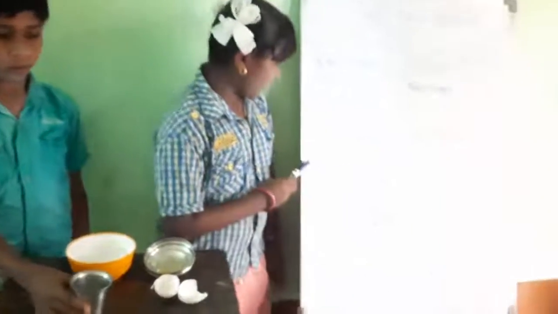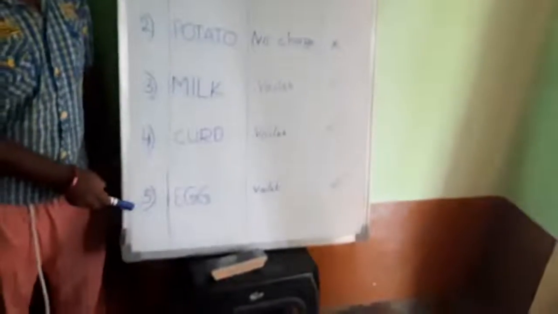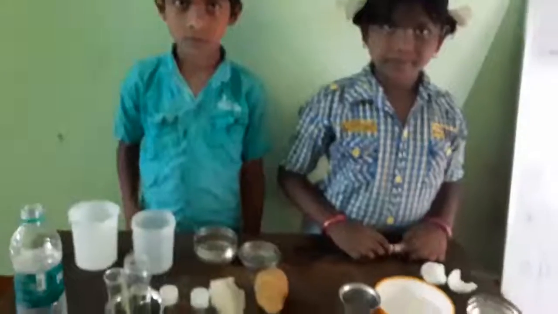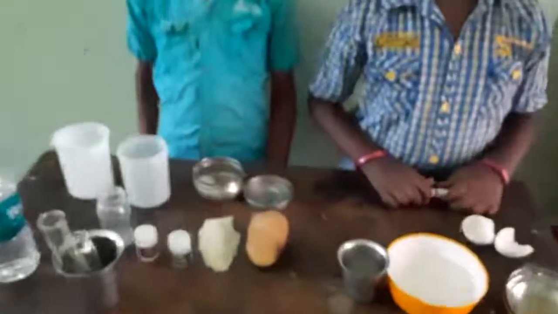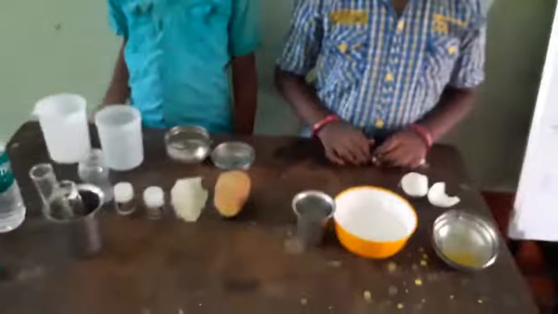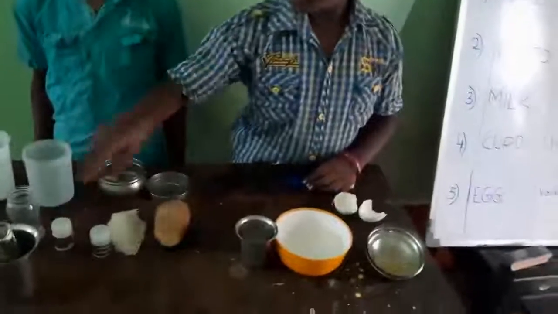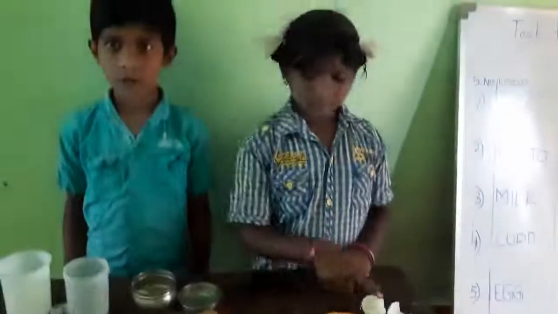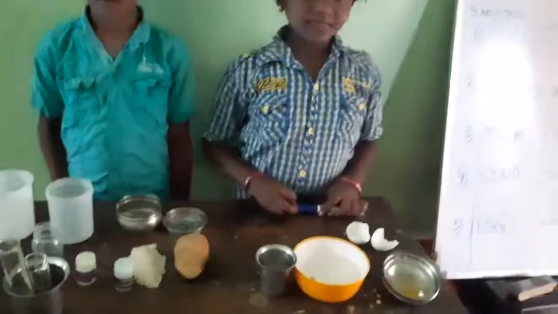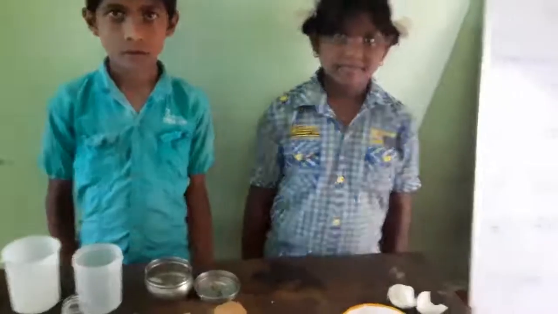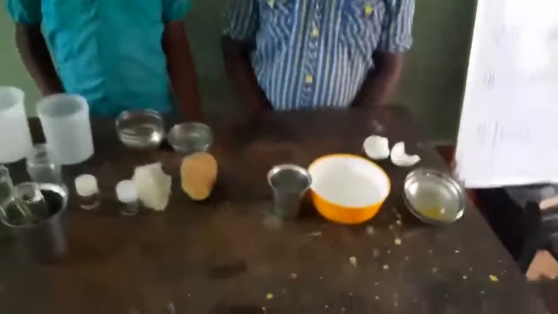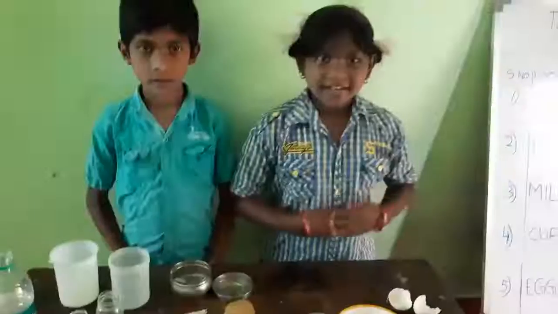We conclude milk, curd, egg have protein. When we add copper sulfate and sodium hydroxide solutions to the food item, it changes its color into purple or violet. It contains protein. Thank you.